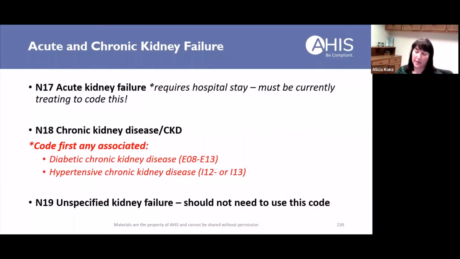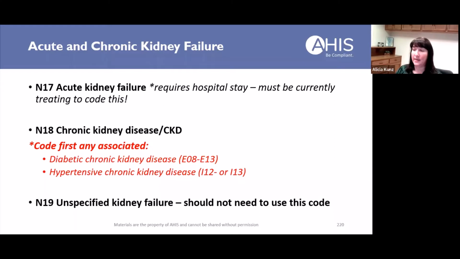Pay close attention to the documentation that you're getting from the hospital. A lot of times you'll have a resident who's admitted with acute kidney failure, but by the time they leave and come to you, that has resolved. So just be very, very careful that you're not coding it if it's completely resolved and there's no monitoring going on, nothing else going on to indicate that they're still in acute kidney failure.